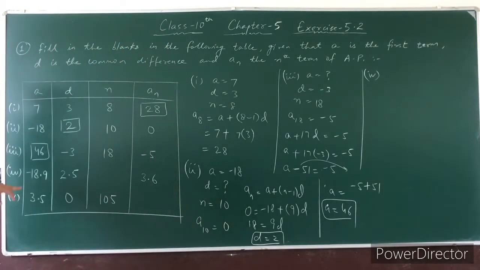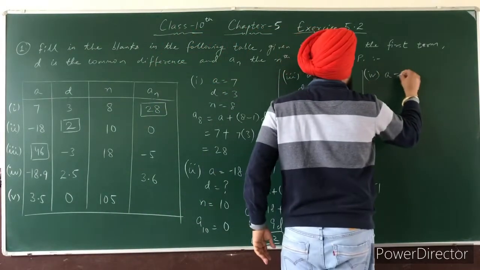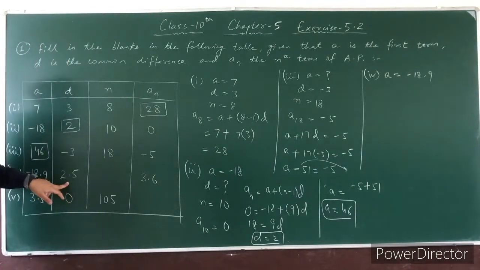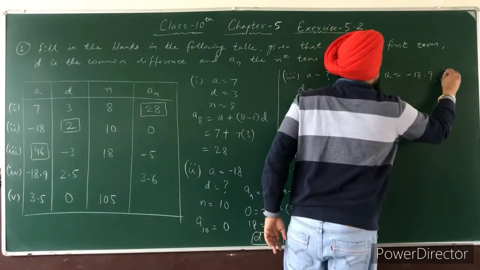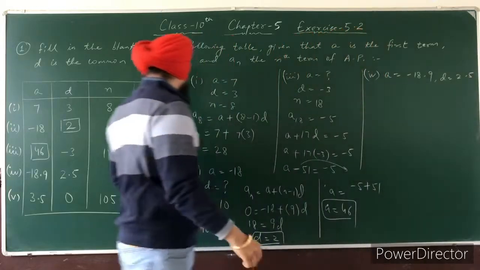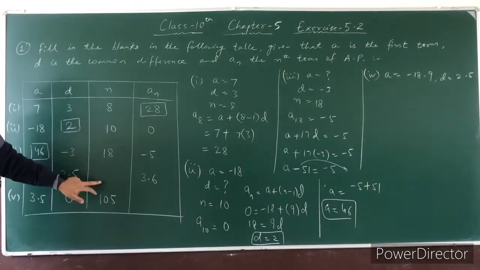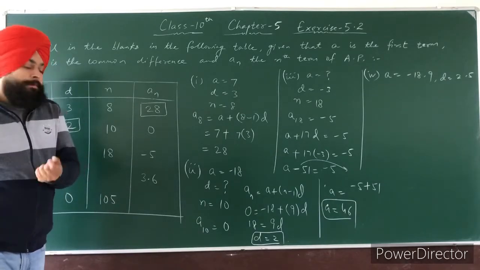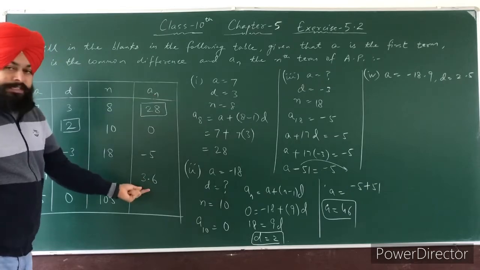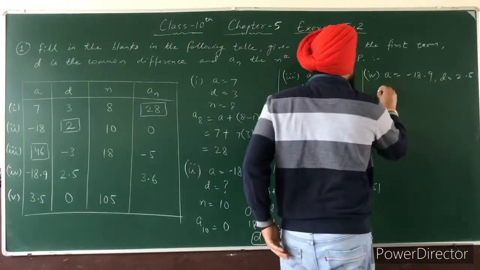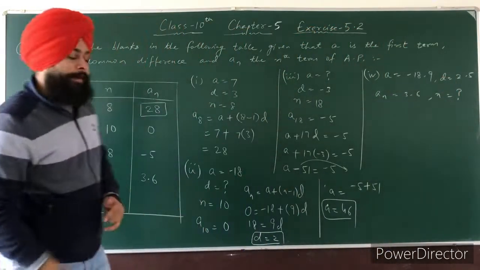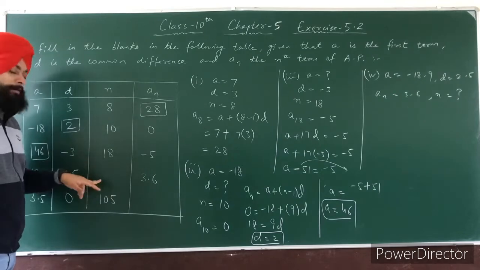Now see the next, fourth part. In the fourth part, a is minus 18.9. Now the values are given in decimal. a is minus 18.9. d is the common difference, it is 2.5. And next, n is missing here. Okay, here we have to find the value of n, the nth term. n means we have to find n. And a_n is 3.6. It means the value of the nth term is 3.6. You can find here n. Meaning which term's value will be 3.6. Okay, you have to find n here.